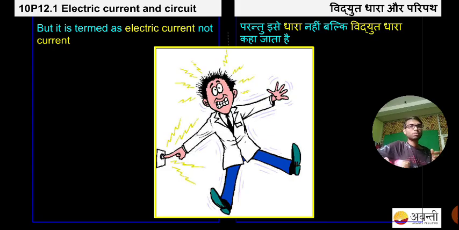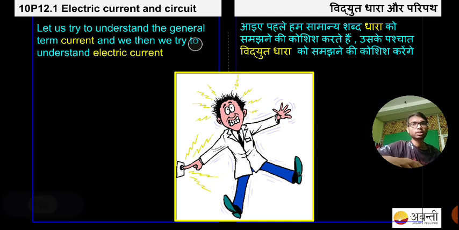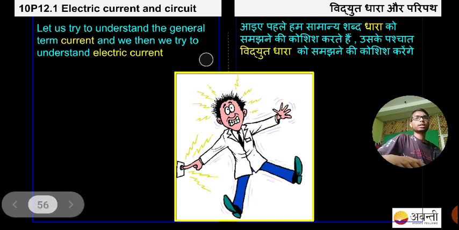Current also means right now, today, current affairs, like that we say. But when we add electric with current, then this is the complete meaning of electric current, whatever we want to say in this chapter. So electric current, not current. Clear? Let us try to understand the general term current and the standard term electric current, and we try to understand electric current.